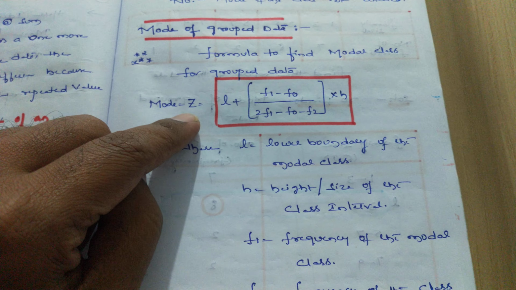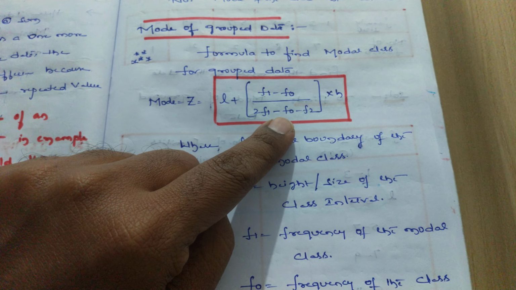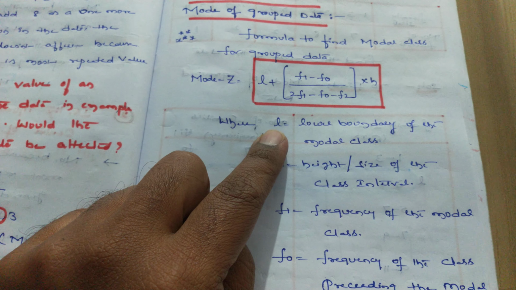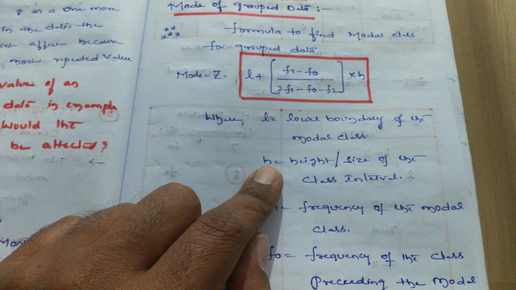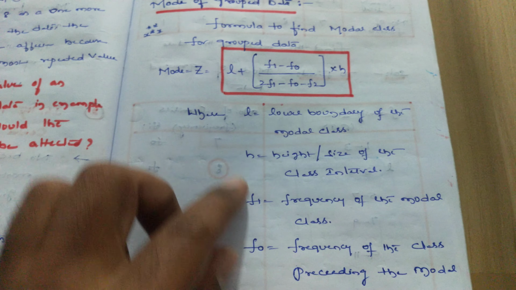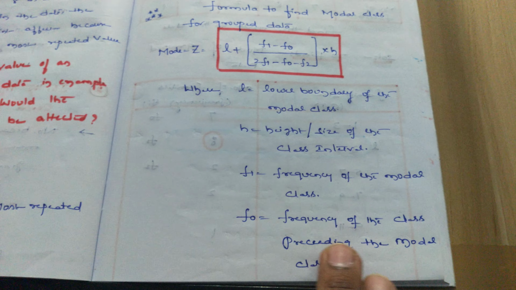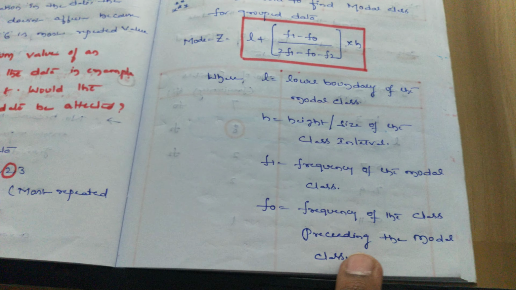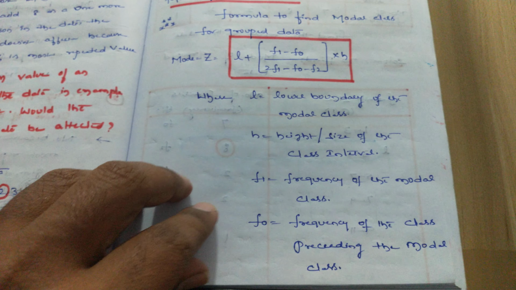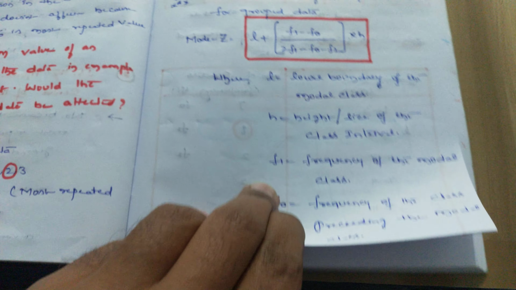Z equal to mode equal to L plus f1 minus f0 by 2f1 minus f0 minus f2, into h. Where L is the lower boundary of the modal class, and h is the size of the class interval, or height of the class interval; both are the same. f1 is the frequency of the modal class, and f0 is the frequency of the class preceding the modal class. And f2 is the frequency of the class succeeding the modal class.